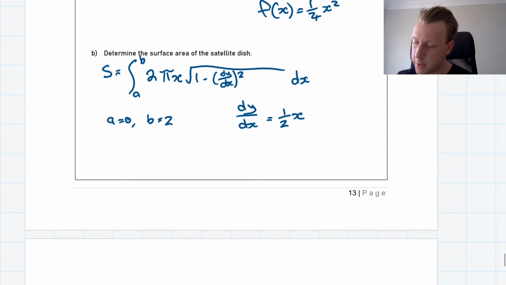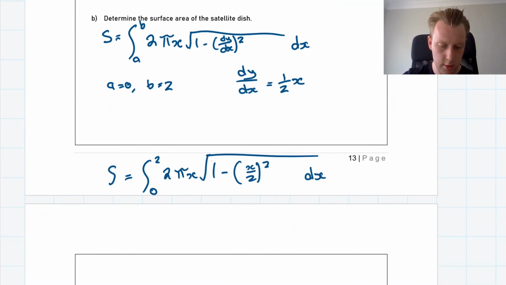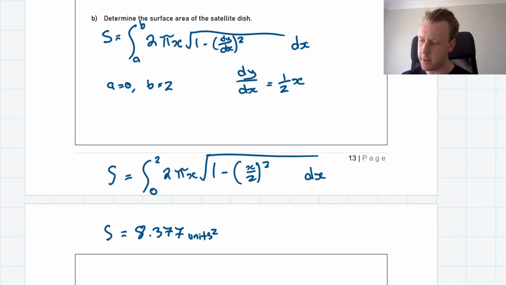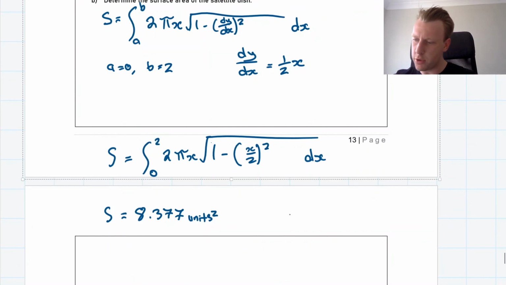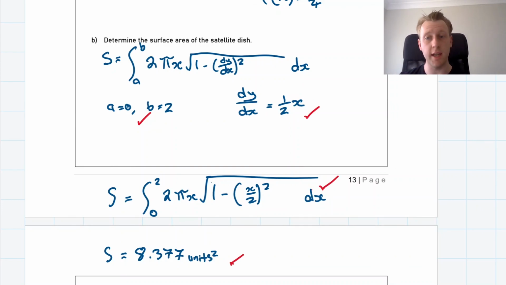Right, so let's just shovel this into our expression here. I've got S is equal to the integral from 0 to 2 of 2 pi x inside the square root of 1 plus x on 2 squared dx. Graphics calculator to evaluate this integral. Okay, and you get S is equal to 8.377 units squared. Okay, well, we've got 4 marks to distribute here, so you're going to get a mark for your bounds, a mark for your derivative, a mark for putting in the correct expression, and a mark for getting the correct answer. All done.